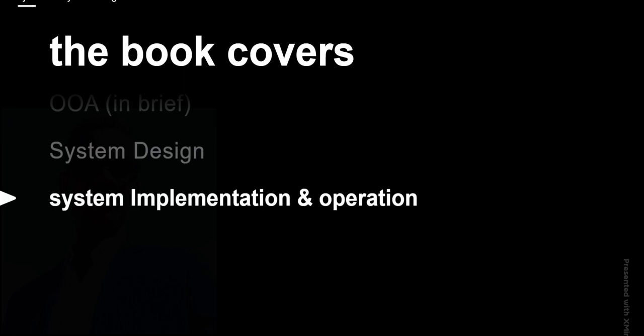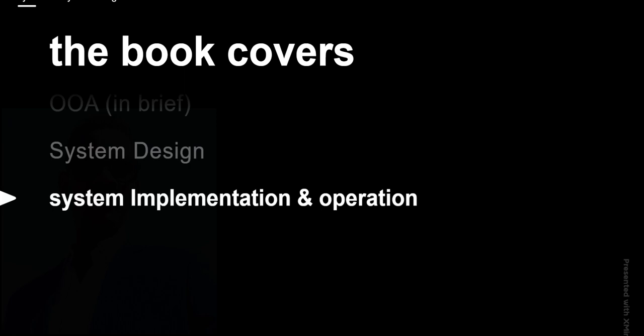And the last topic discussed in this reference is system implementation and operation. This final part of the book focuses on system implementation, testing, deployment, and ongoing maintenance and support. It addresses strategies for successful implementation and operational management of information systems.